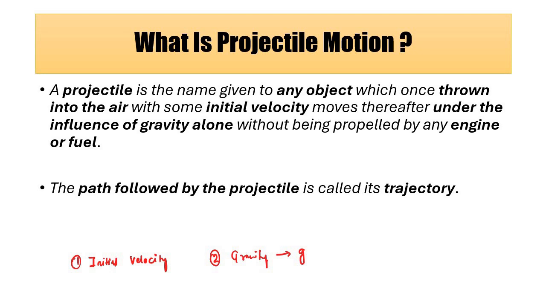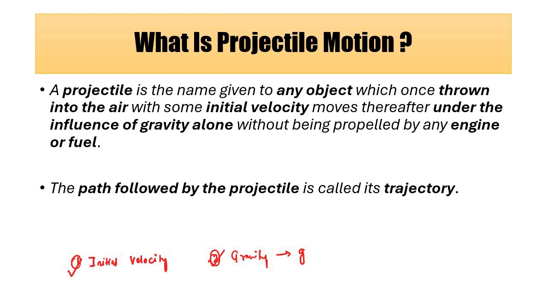These two factors determine what will be the path followed by the projectile and everything associated with its motion, that is initial velocity, final velocity, velocity at any particular instant in the path, acceleration in the horizontal and vertical direction, horizontal range, total vertical distance covered, everything comes in that, and everything depends on these two parameters.